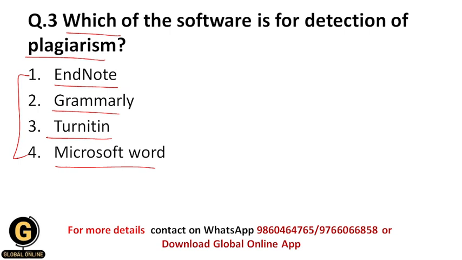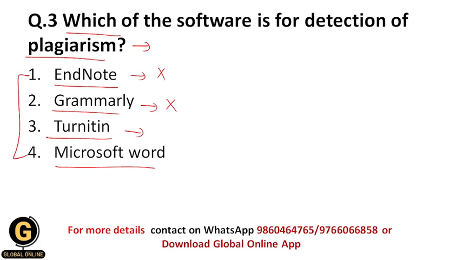So students, as you know that plagiarism means what? Copying the material of other author or researcher without giving acknowledgement to him or her, right? So as we know that EndNote is nothing but a reference management software. So we can't detect the plagiarism by using this software. So this is eliminated. Grammarly is the software which can be usable to basically check the grammar, punctuation and spelling in the English language. So we can't use it for detection of plagiarism.